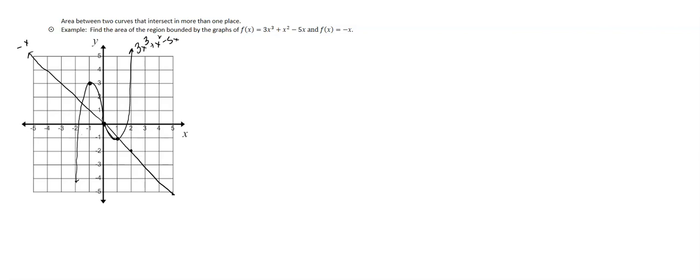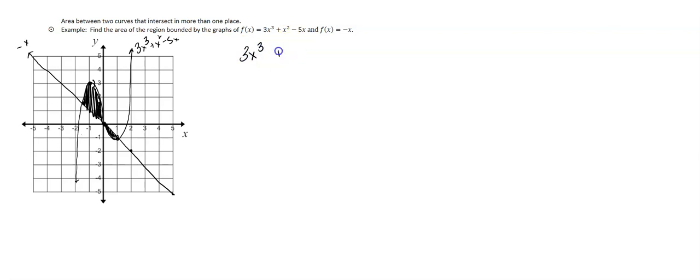And when I look at this one, I actually see two separate sections here. I see this portion right here, and I also see this one right here, where we're bounded. So we're going to have three separate bounds. If we set these two equations equal to each other, you can see they intersect in 3 places.